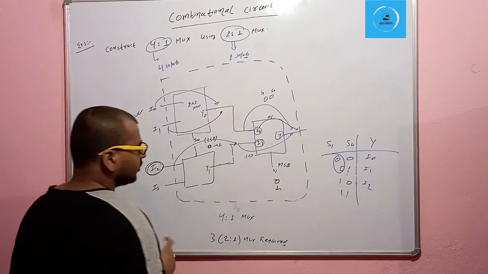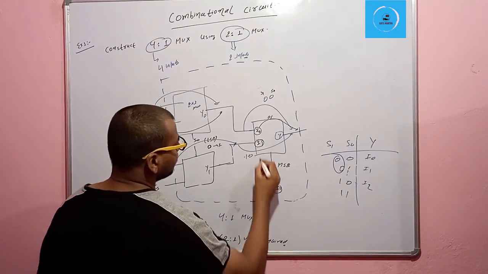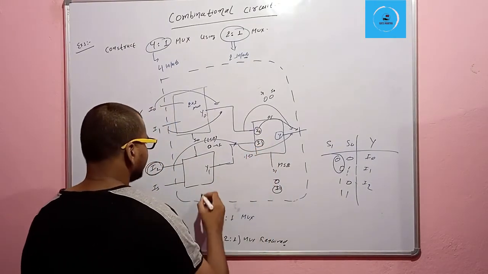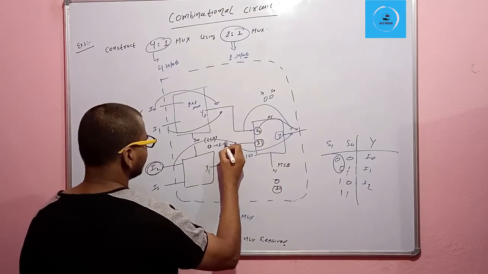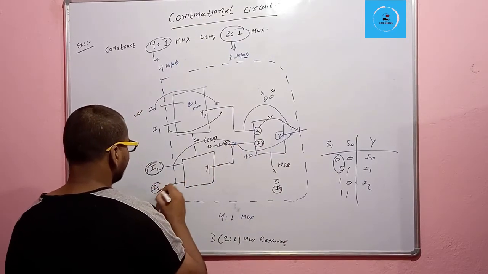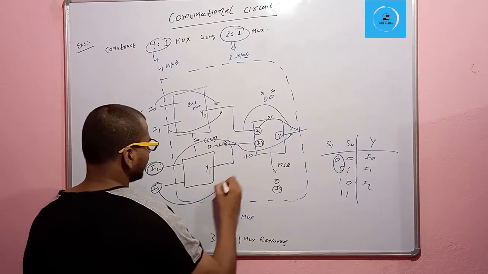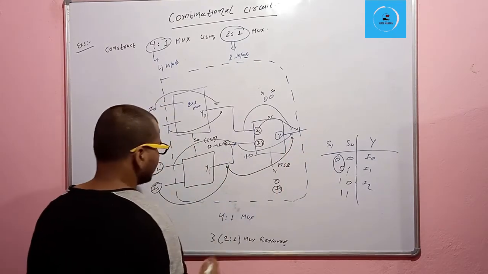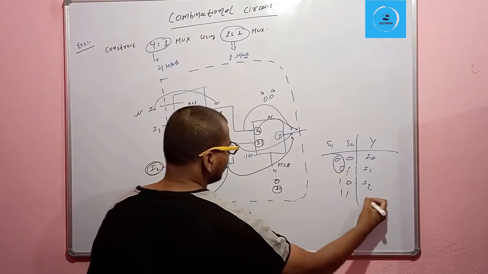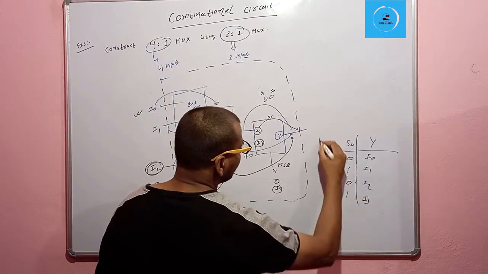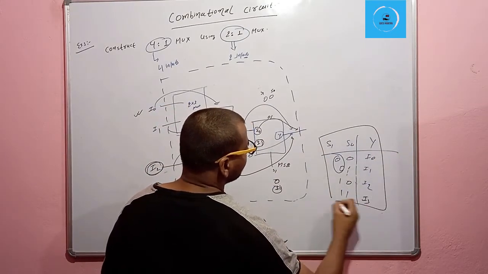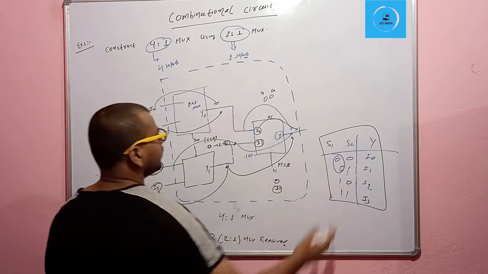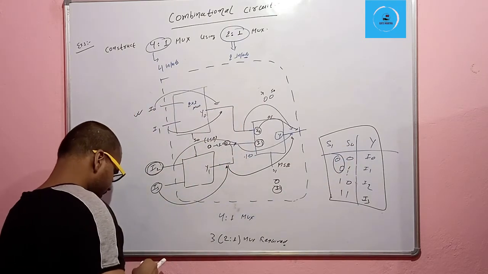For 1, 1: this is 1, so it is going to select the second mux, and this is also 1, so it is going to select I3. So I3 will be present here, and this I3 will be present here. So for 1, 1, this I3 will be present. Now see, by using 3 2 to 1 muxes, we get the 4 to 1 mux.